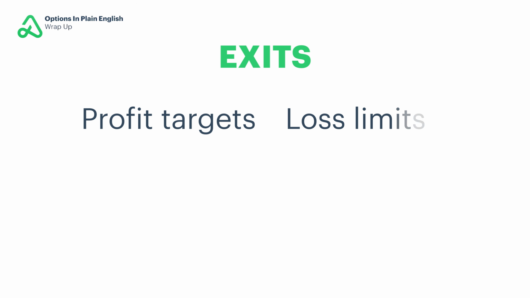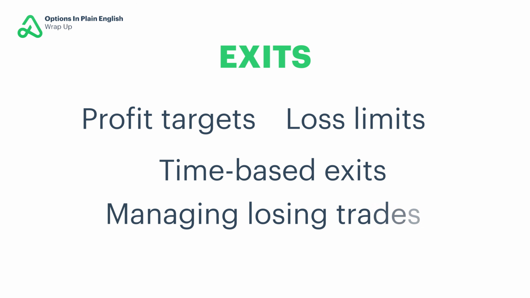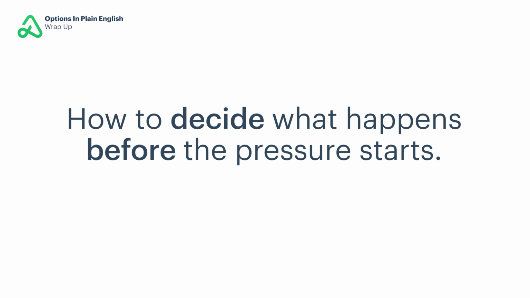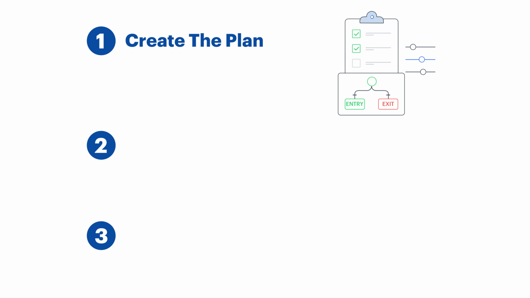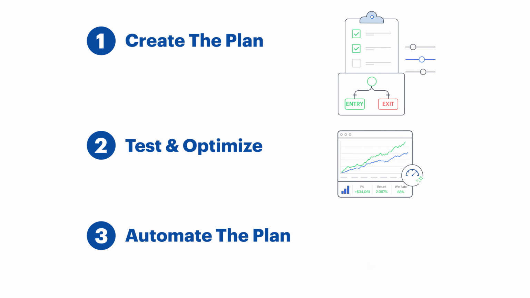Profit targets, loss limits, time-based exits, managing losing trades, and how to decide what happens before the pressure starts. Because exits should not be emotional, they should be predefined. And by the end of the next series, the goal is simple. We want to turn decisions into rules. That is the beginning of systematic trading, and that's the beginning of automation. That's how you take the guesswork out of options trading. Because the goal is not just to understand options, the goal is to trade with a plan. Create the plan, test and optimize it, and then automate the plan.